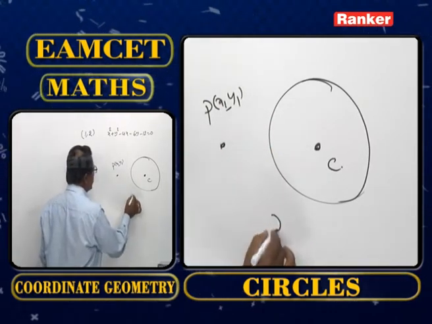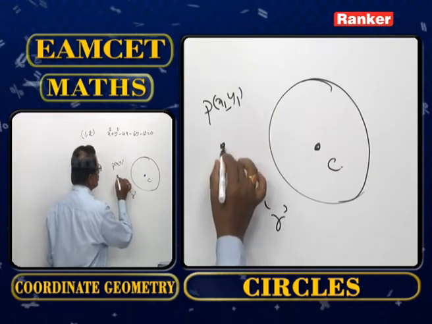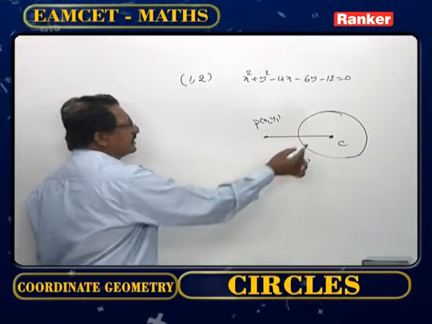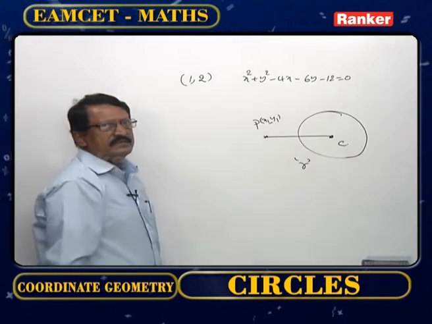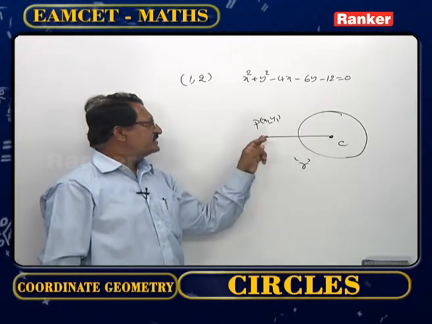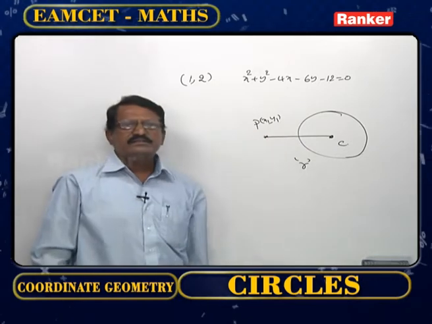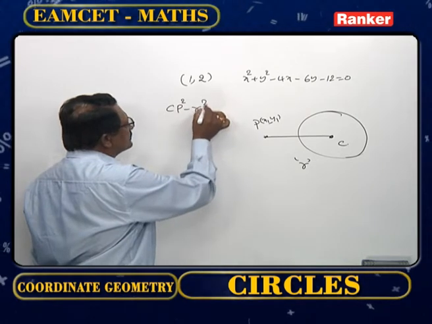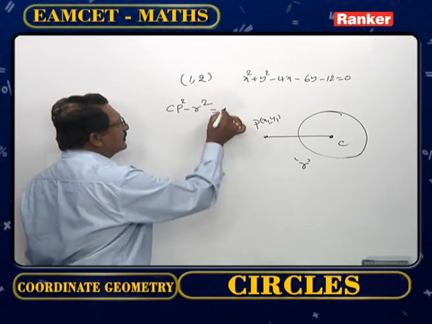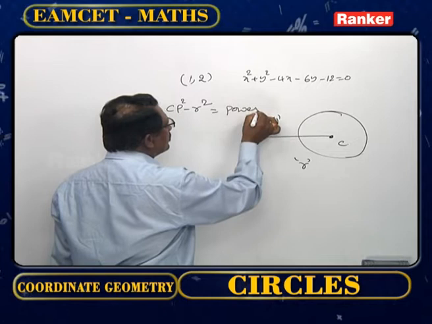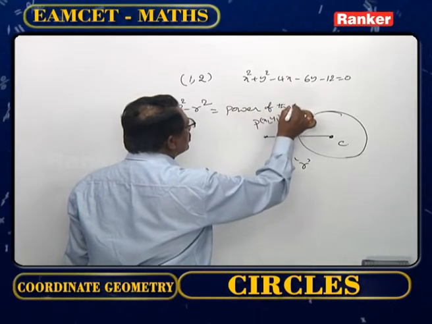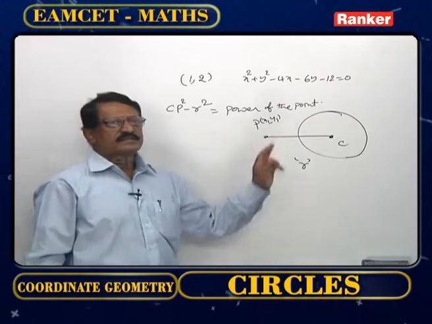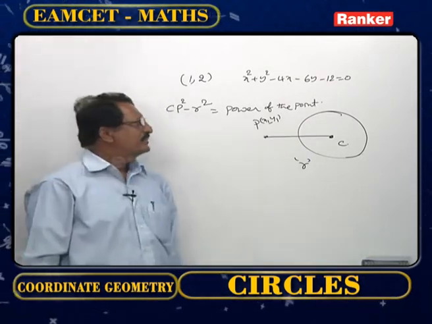The radius of the circle is r. CP is the distance between the center of the circle and the point P, and r is the radius of the circle. Then CP square minus r square is called the power of the point P with respect to the given circle.